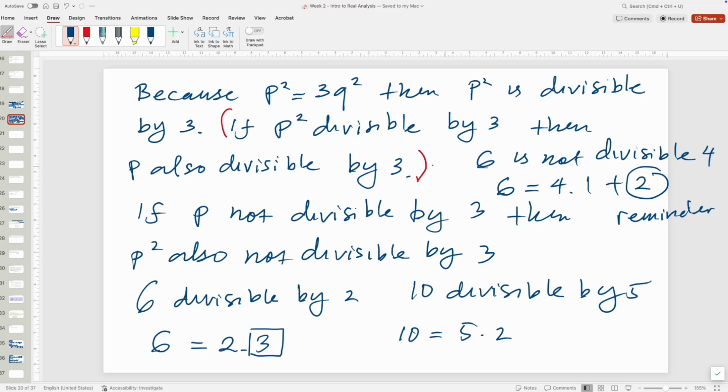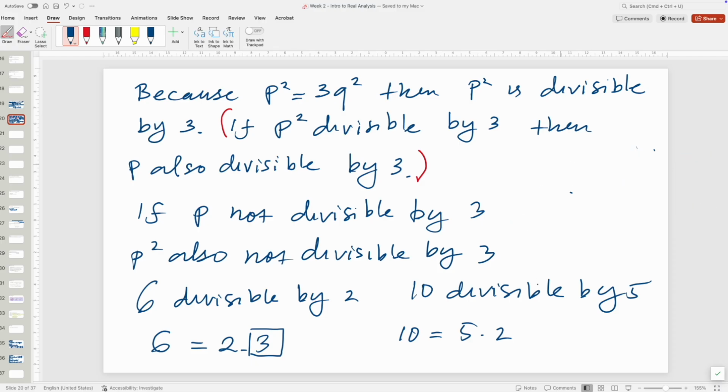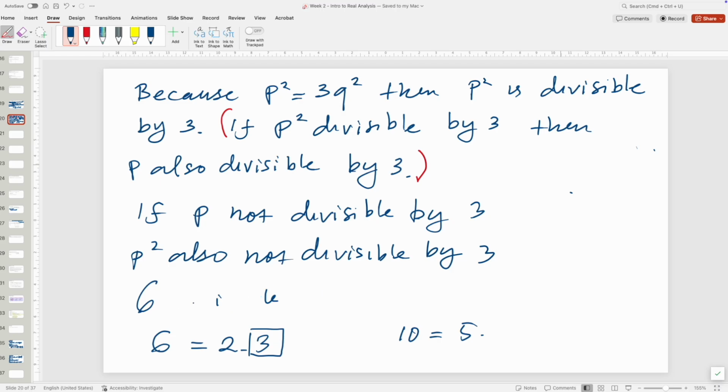So if P is not divisible by 3, what does it mean? It means there is a remainder, right? Okay, I will erase this one. I think I need to give you more hints about this. So if P is not divisible by 3, it means I can write P as, okay, to prove this. Proof.